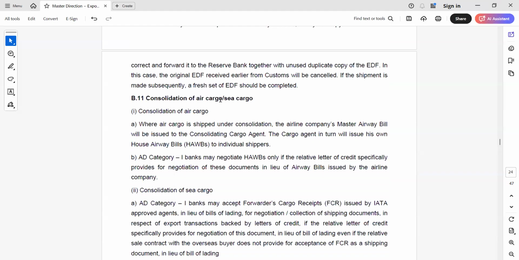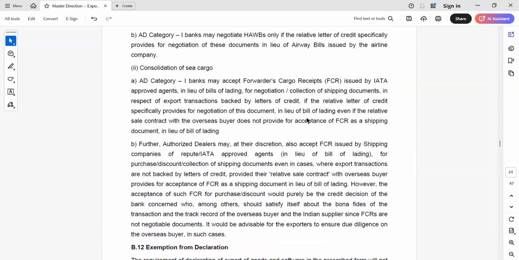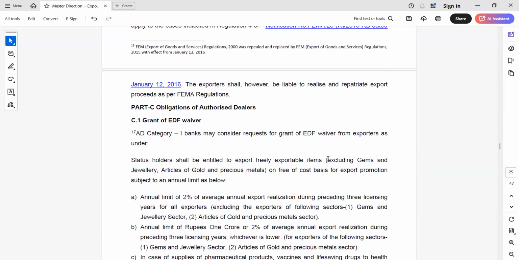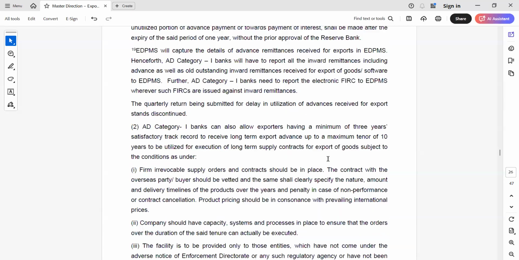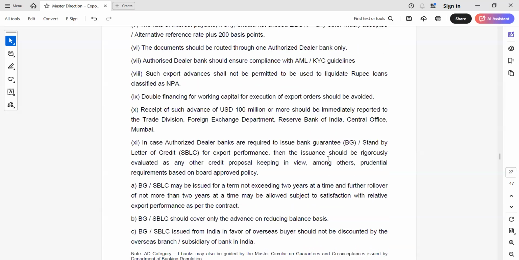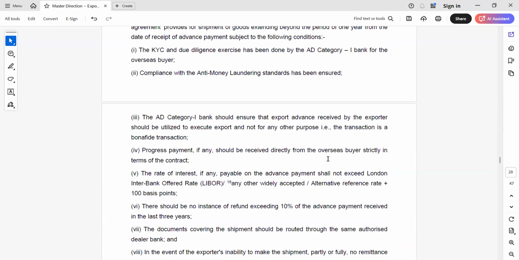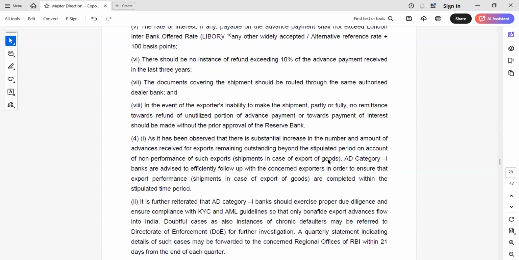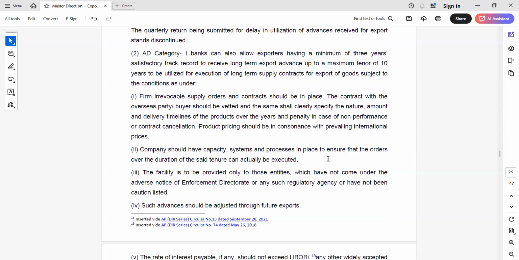Consolidation of air cargo, sea cargo. So this topic is very big, friends. Now we have discussed 10 pages till now. Okay, so consolidation of air cargo, sea cargo, we'll discuss in our next video. Till then, you can just go through it because so many points are there to be covered. And questions are framed from here. These are very important. So in the next video, we'll discuss. Okay, so till now we have done up to here.